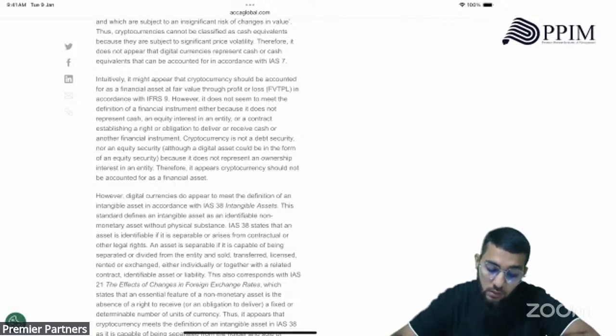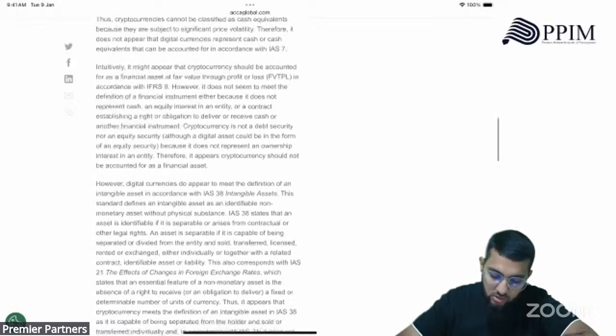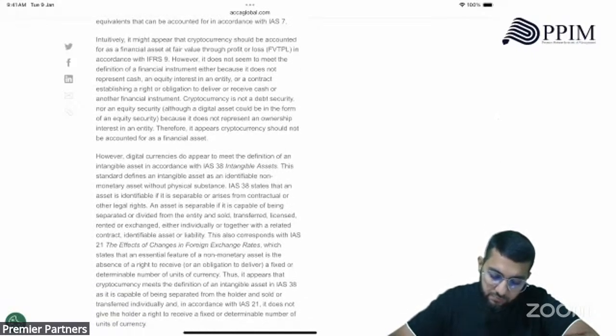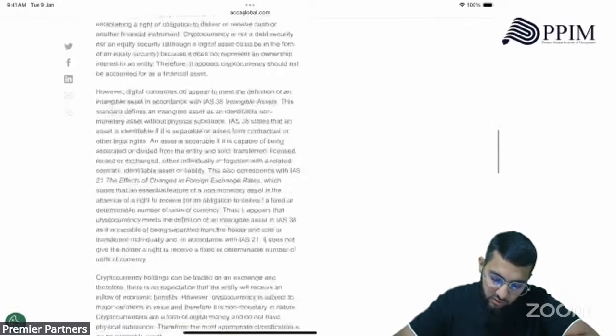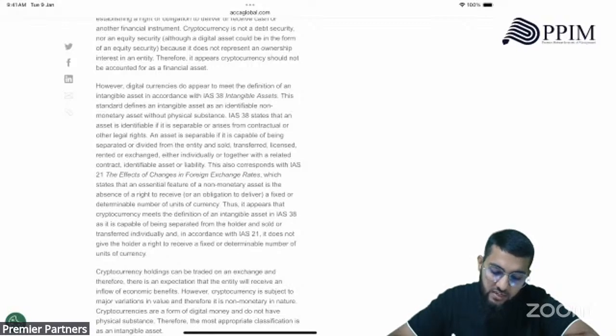So this standard defines an intangible asset as an identifiable non-monetary asset without physical substance, giving the definition of intangible asset. IAS 38 states that an asset is identifiable if it is separable or arises from contractual or other legal rights. An asset is separable if it's capable of being separated or divided from the entity and sold, transferred, licensed, rented or exchanged, right? There is a big definition here. Go down. Thus, it appears that cryptocurrency meets the definition of intangible asset in IAS 38. It is capable of being separated from the holder and sold or transferred individually.